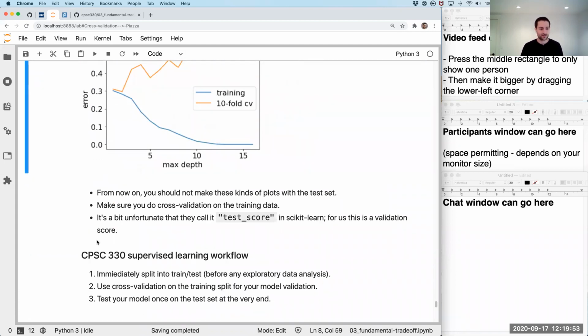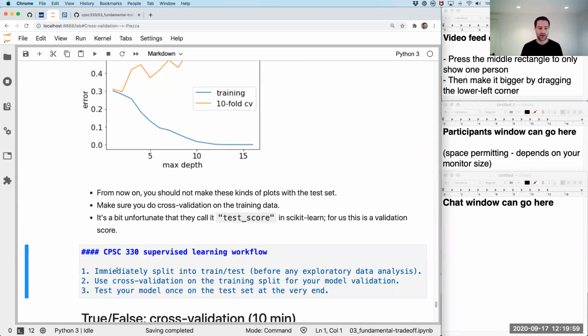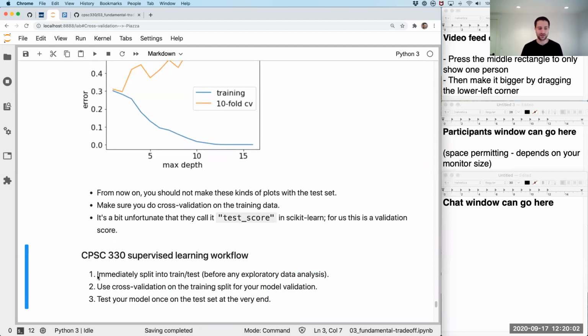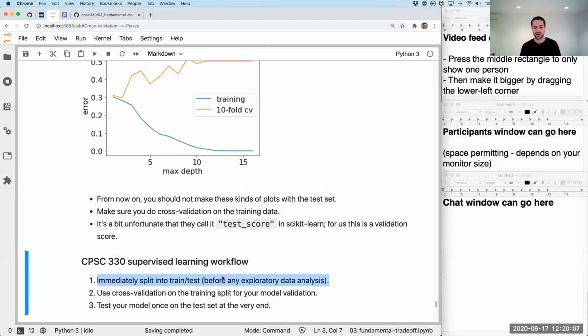In general, a thing we're going to do over and over again in this course is start out by immediately splitting our data set into train and test. So the test data set is completely unseen. We're not going to be messing with it because we want to have some truly untouched data set for the end to do an assessment. We're going to use cross-validation on the training split to do our model validation, hyperparameter tuning, whatever experiments we want to do when we're doing our machine learning. And then at the very end, we're going to try things out on the test data to see how well we're doing.